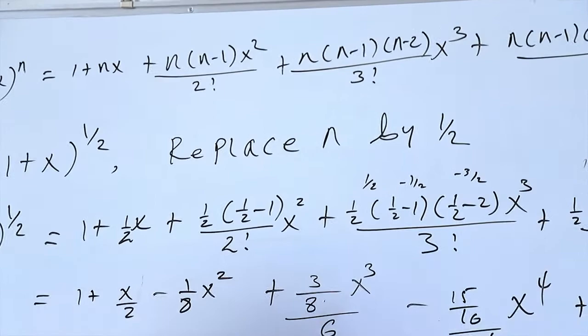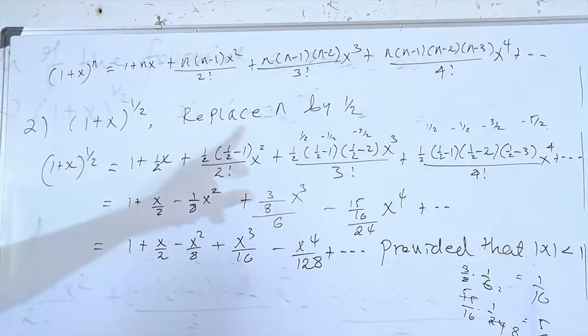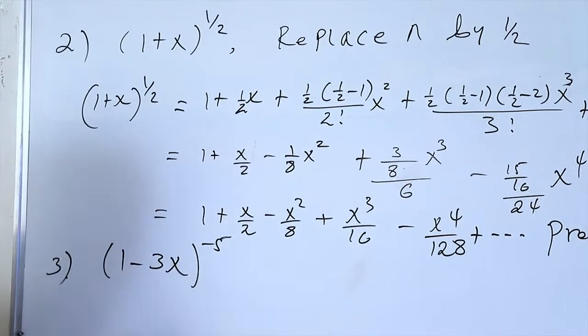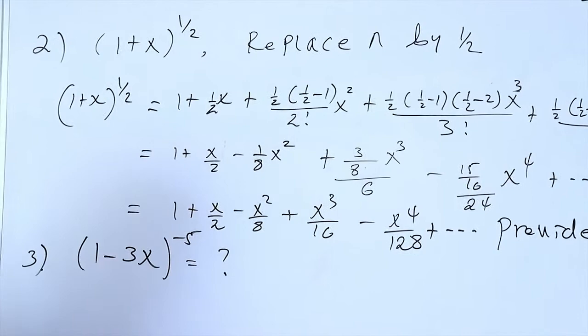We can expand the given expression. So the problem says 1 minus 3x to the power of minus 5. So what should be the expansion form of this expression, 1 minus 3x to the power of minus 5?